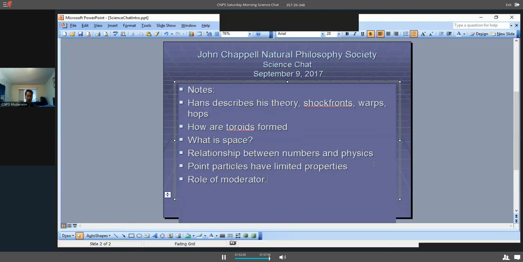So we initially started out with Hans, and initially I wanted him to describe his email, but we got a description of his theory, which includes shock fronts, warps, and hops. And Hans has published a lot of stuff on his theory. He's got his own wiki university. So if you want to know anything more about what Hans is talking about, he's got all kinds of stuff.